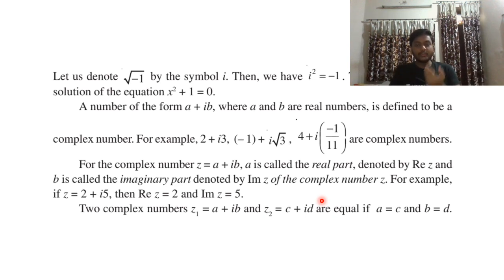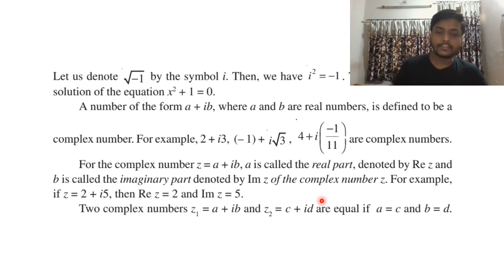When I'm talking about z2 equals c plus iota d, my real part here is c and my imaginary part here is d. And when I'm saying that these two complex numbers are equal, I mean to say that a should be equal to c, which means real part of z1 should be equal to real part of z2, and imaginary part of z1, that is b, should be equal to imaginary part of z2, that is d. Does that make sense to you guys or not?